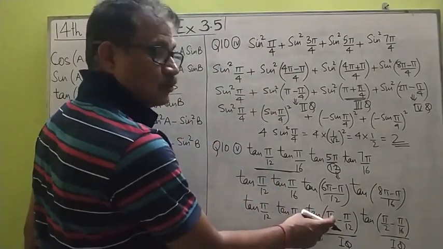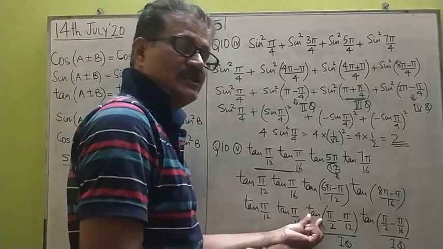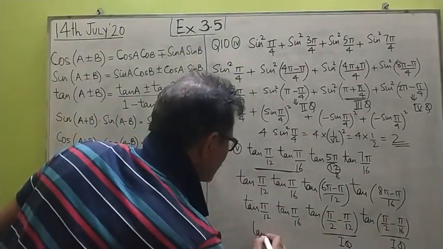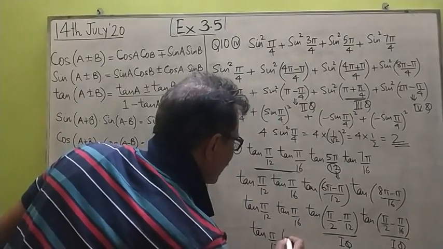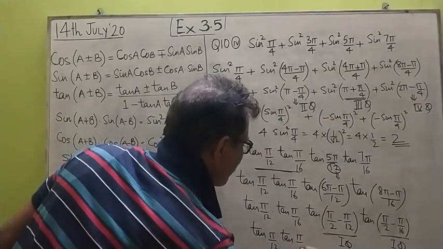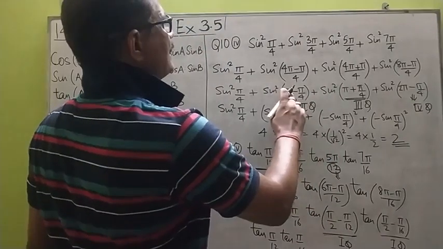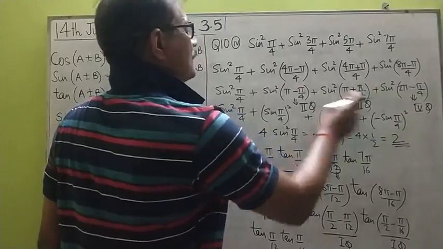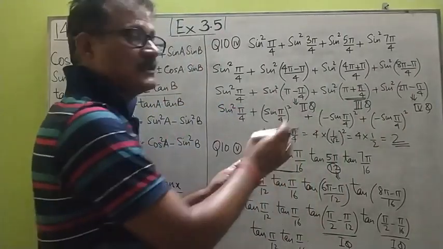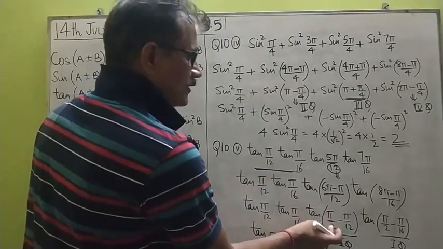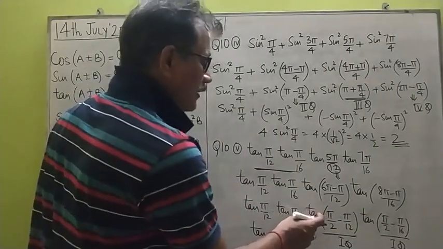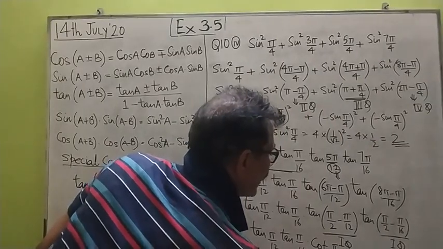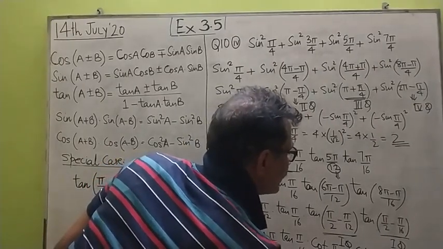And with tan pi by 2, the operating trigonometrical ratio changes to what? It's complementary. Okay, so it becomes tan pi by 12, tan pi by 16, with pi by 2. With pi and 2 pi it changes to same trigonometrical function. Sine will remain sine, cos will remain cos. But here, in terms of pi by 2 or 3 pi by 2, it changes to its complementary. So it becomes cot pi by 12, and that becomes cot pi by 16.